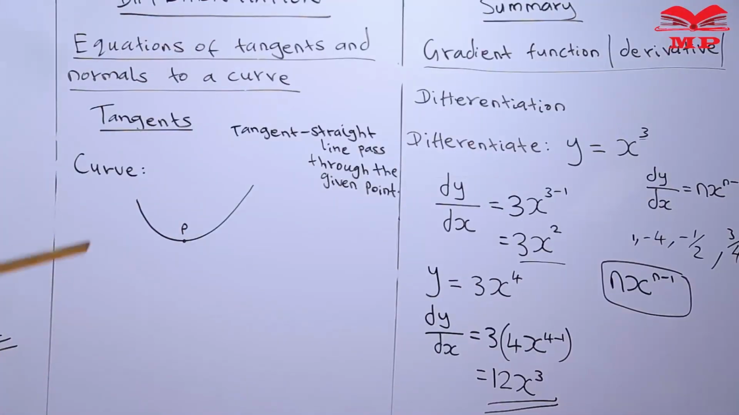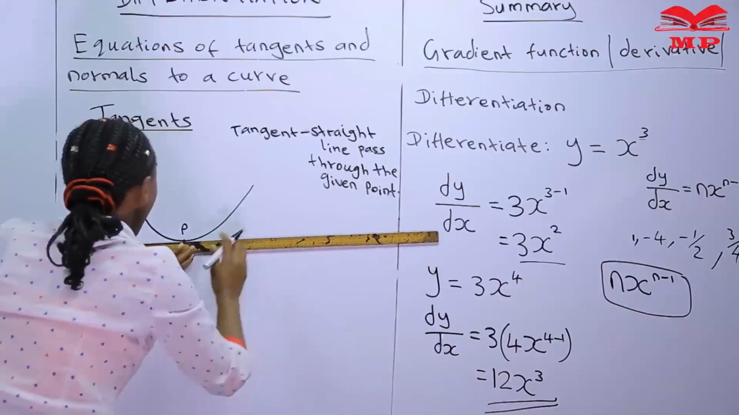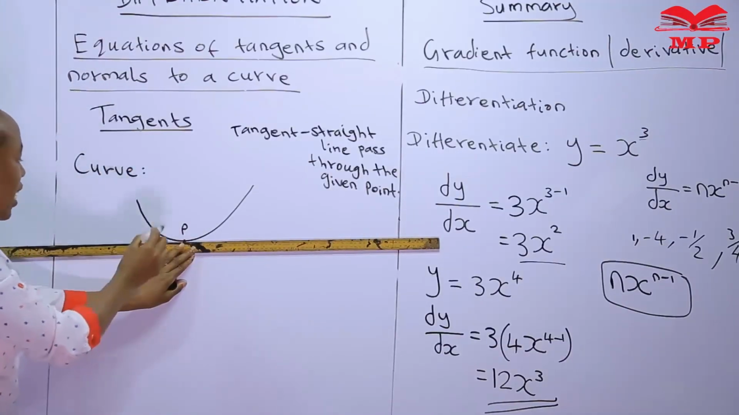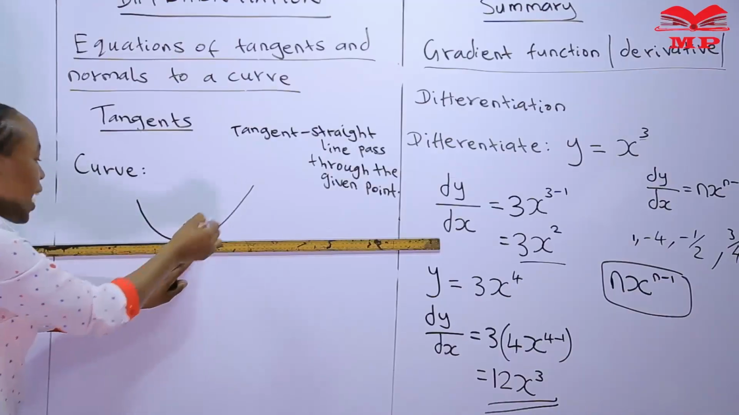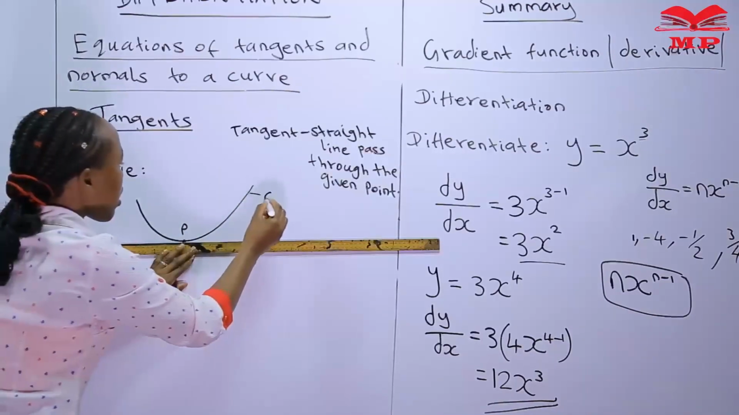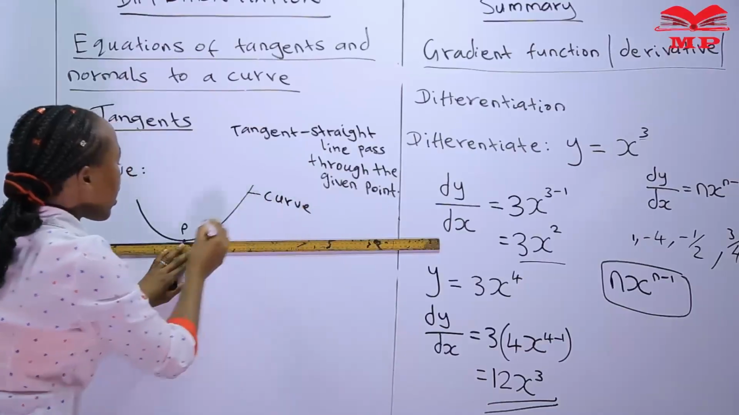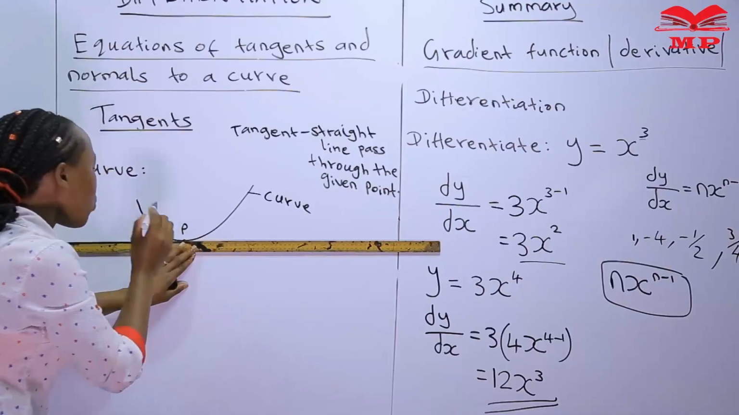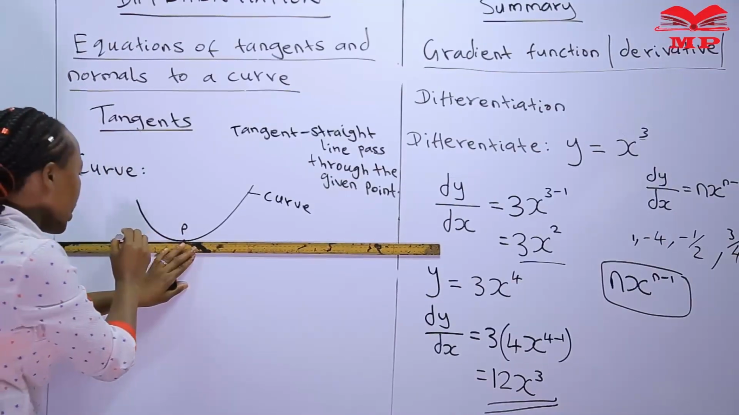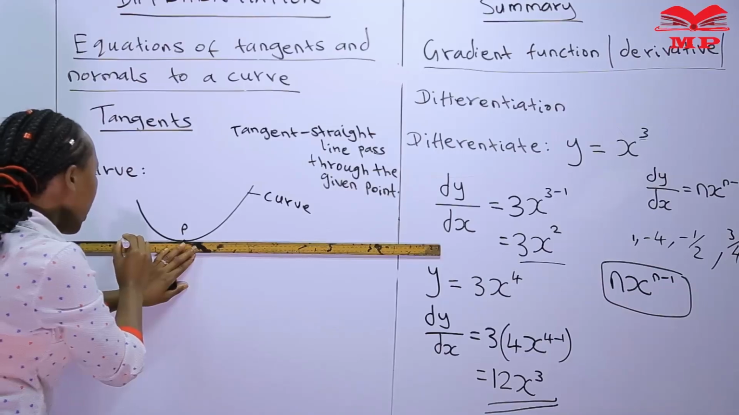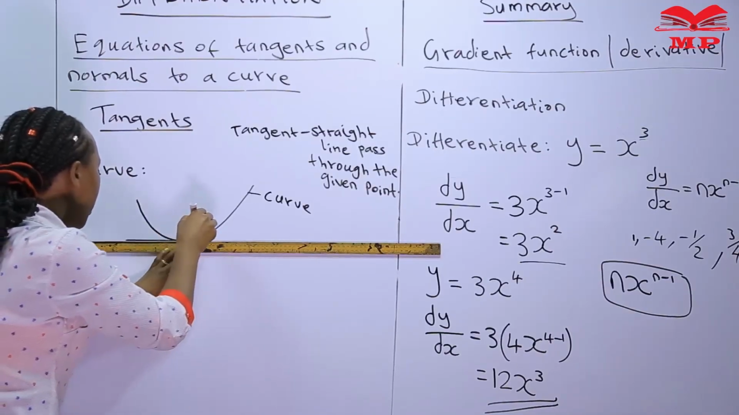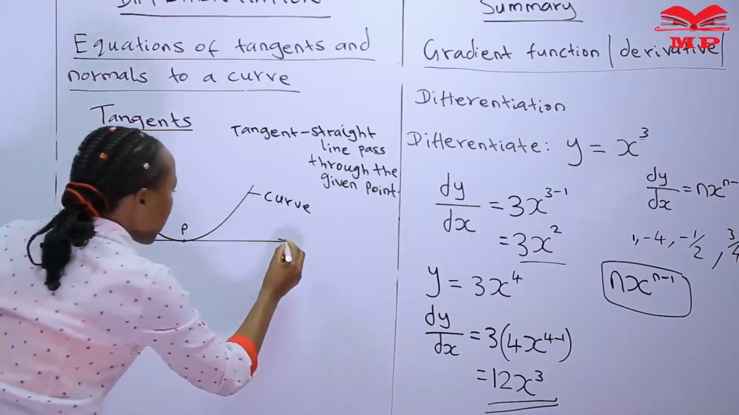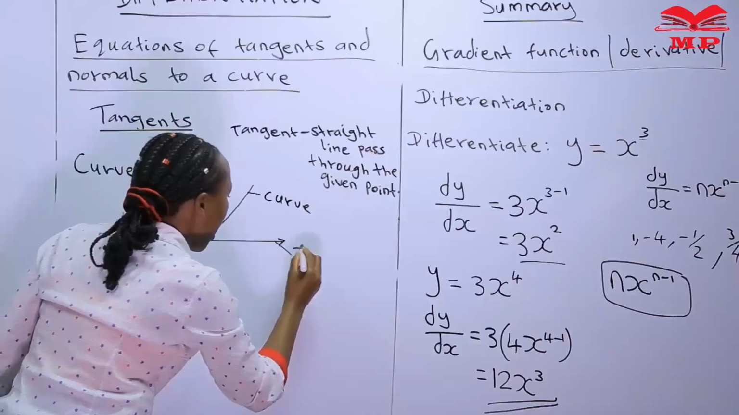If we want to draw the tangent at this point here, because we want to get the slope or the gradient function of this curve, this is our curve, we want to get the gradient of the curve at point P. And therefore, you just come and draw a straight line that will only pass through that given point. So we have it this way, and this is our tangent.